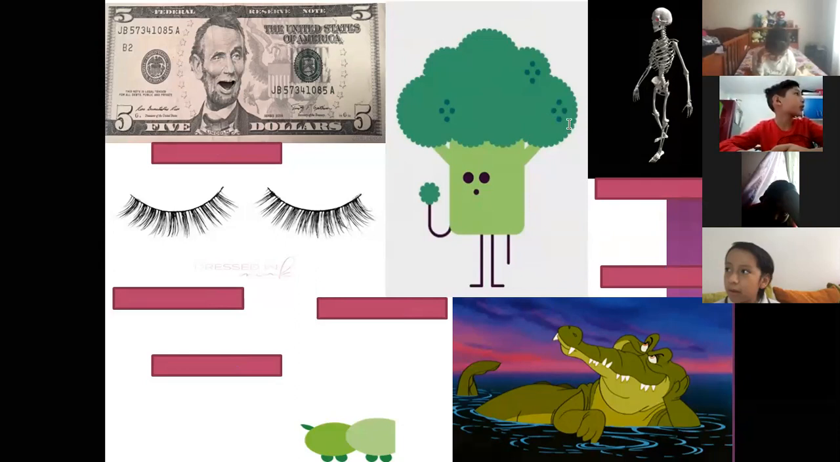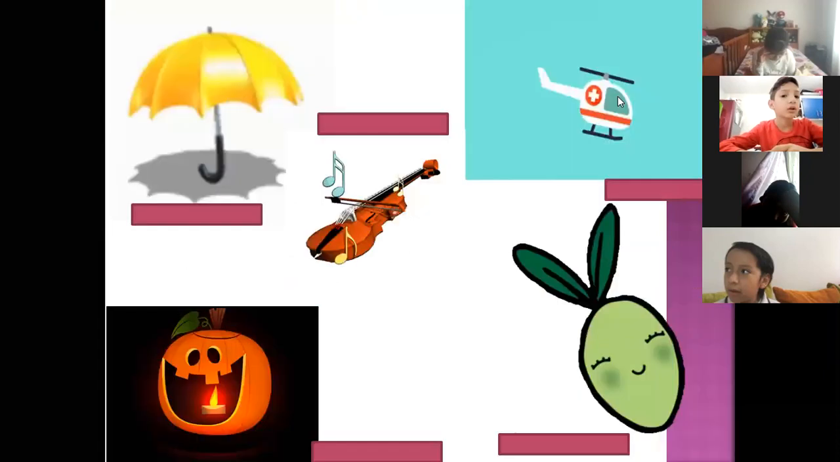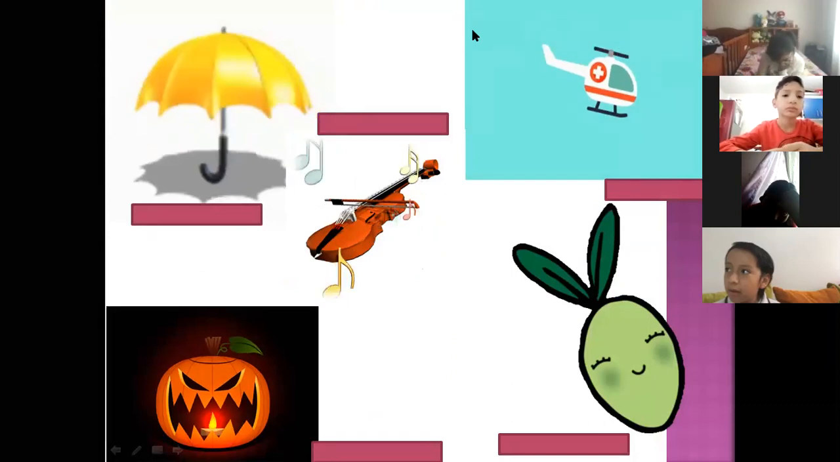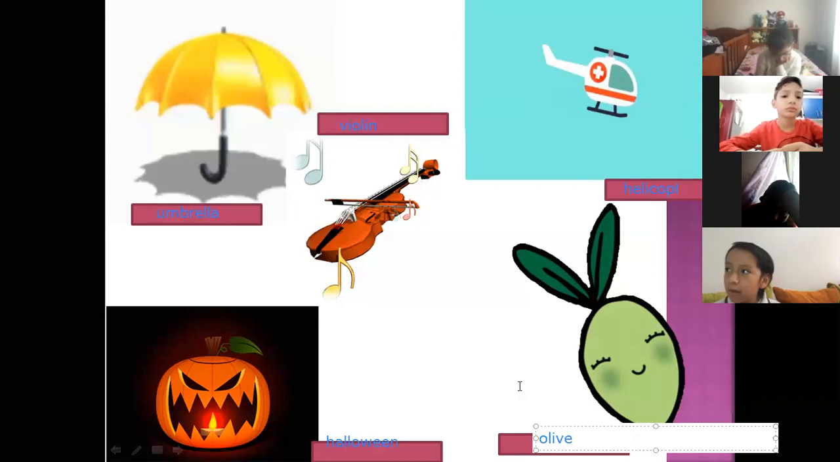Okay, umbrella, violin is with the other, like that. Okay, this one is with violin. It's similar to the Spanish word. We have helicopter with one L. We have olive with one L. Okay, is it clear? Can you see the words that have double L, just one L? Yes. Okay.